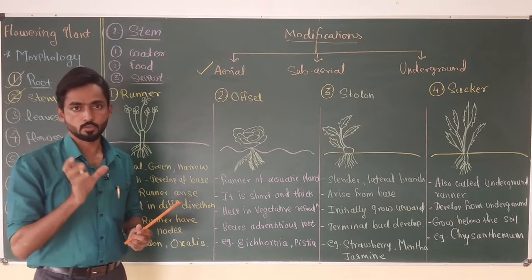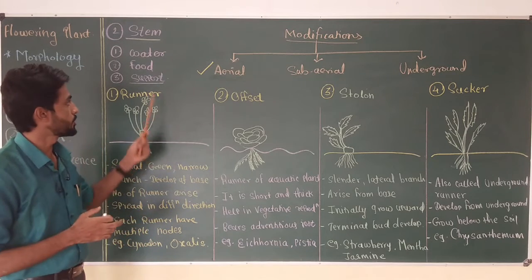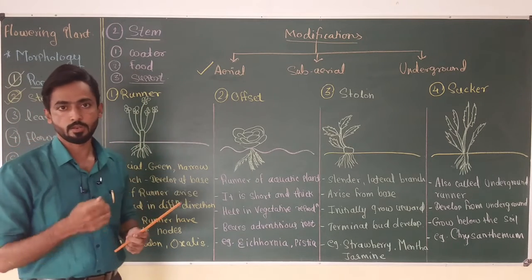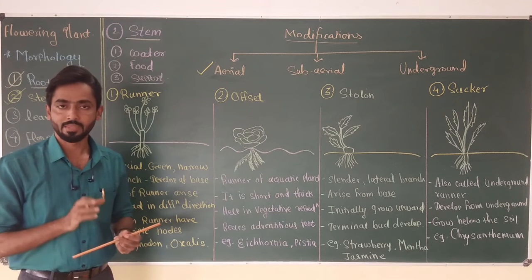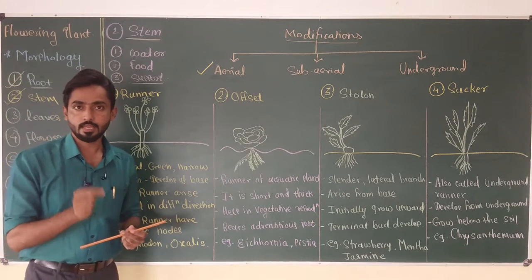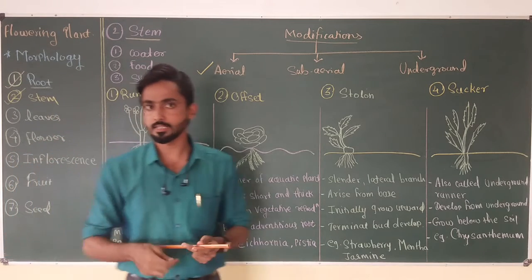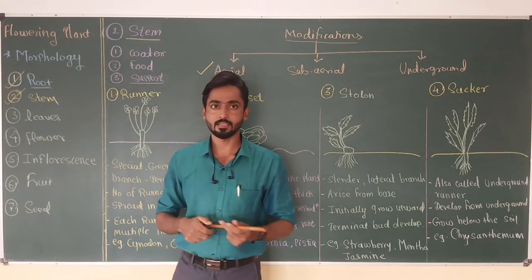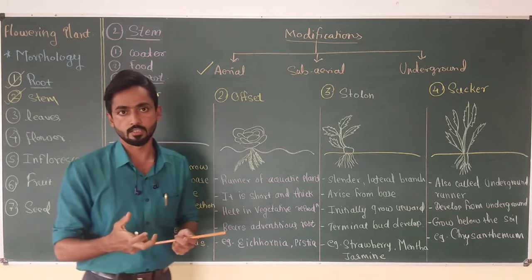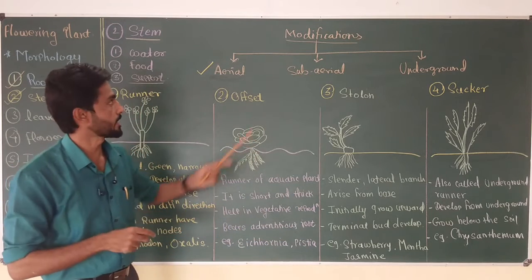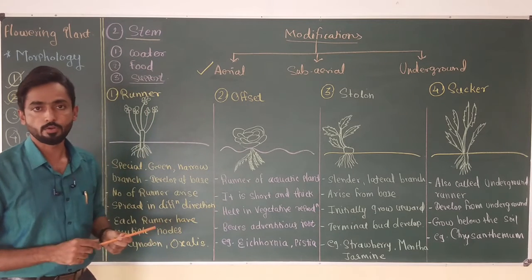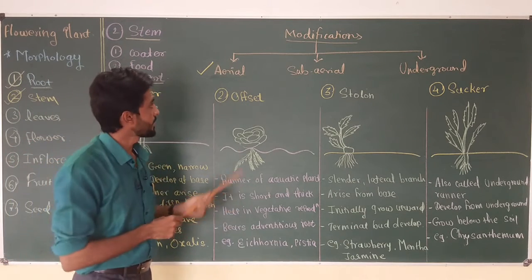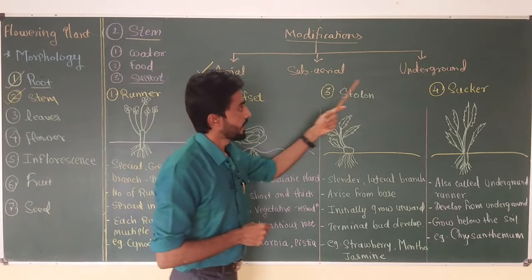That means the stem is solely responsible for providing support to the branches, leaves, flowers, fruits, everything which is present in the shoot system of the angiospermic plant. If the stem has to perform functions other than these three basic functions, at that time the stem changes its structure, and it is called a modification.